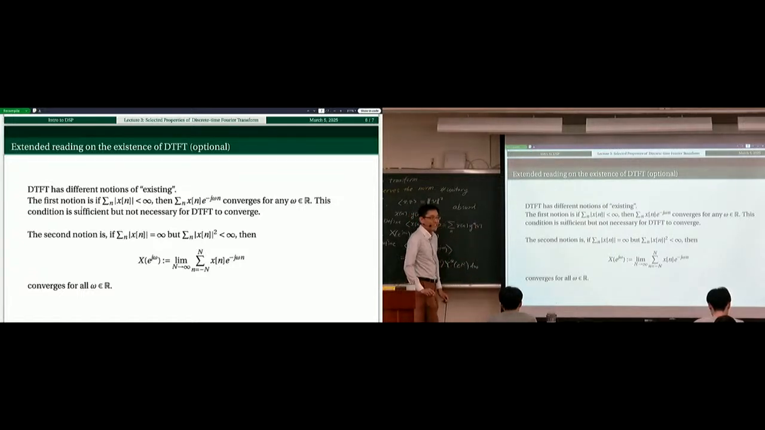Just in case you're interested, just talk to me. Why do I think this might look a little bit absurd at the beginning? But you can find this kind of discussion also in the textbook. But this is optional.